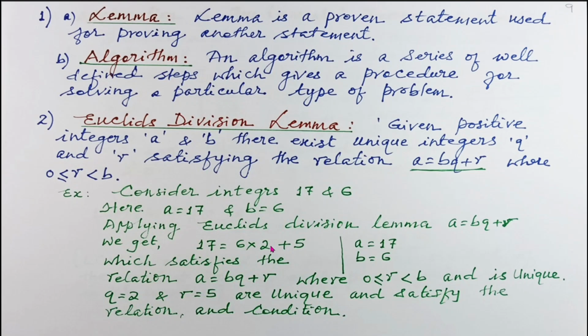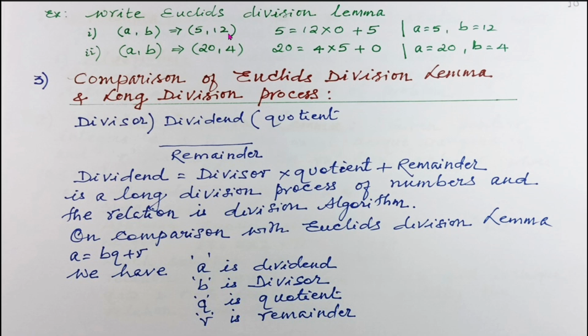So therefore we have here q as 2 and r as 5, which are unique and satisfy the relation a is equal to bq plus r. So it satisfies the relation a is equal to bq plus r and also the conditions of the lemma. So please remember that.